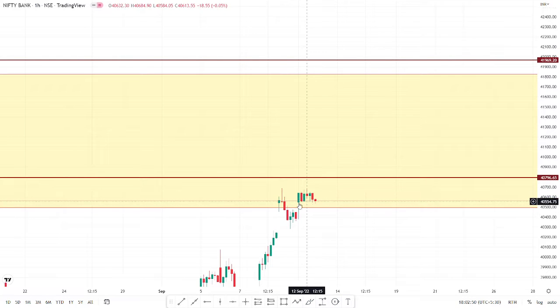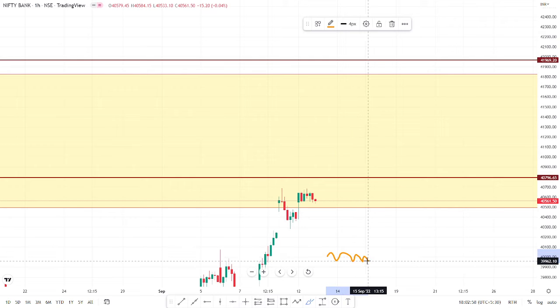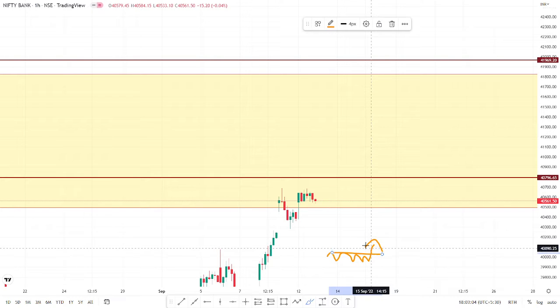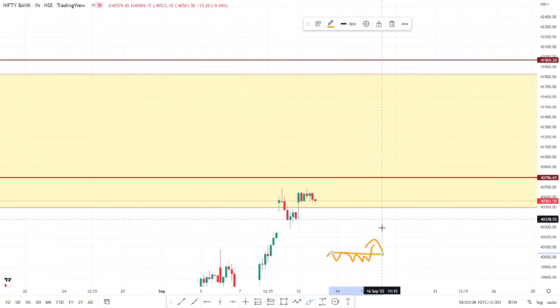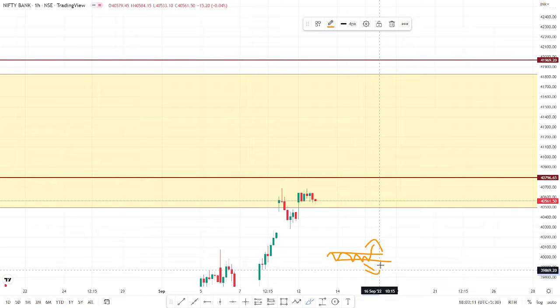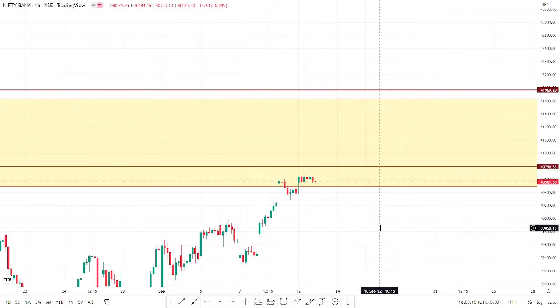This whole day was a consolidation today, and what you can possibly expect is this: after a consolidation, if the breakout happens to the upside, breaking all these higher highs, then you can expect that the market will continue its uptrend. Or if the market breaks this consolidation low and goes down, then you can expect Bank Nifty to go down. Now, this is probably what happens most of the time.